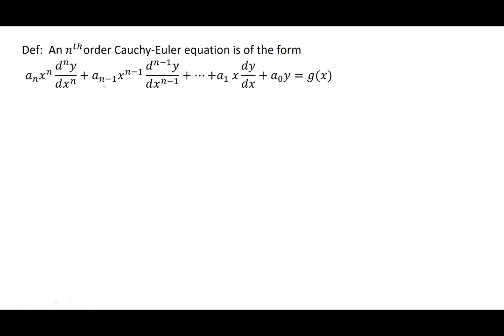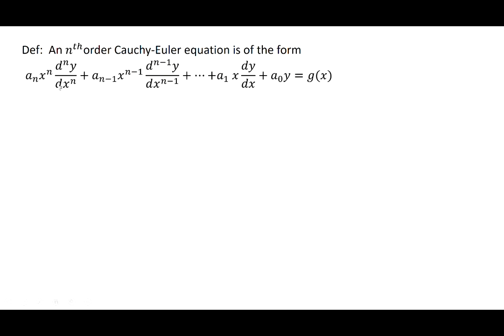And the next term, a sub n minus 1, which is the coefficient of d^(n-1)y/dx^(n-1), is multiplied by x to the n minus 1. So that's got to be the form: the nth derivative multiplied by x to the n, the (n-1)th derivative multiplied by x to the n minus 1 and a constant a sub n minus 1, and so on. So a sub 1 x dy/dx plus a sub 0 y is equal to g of x.